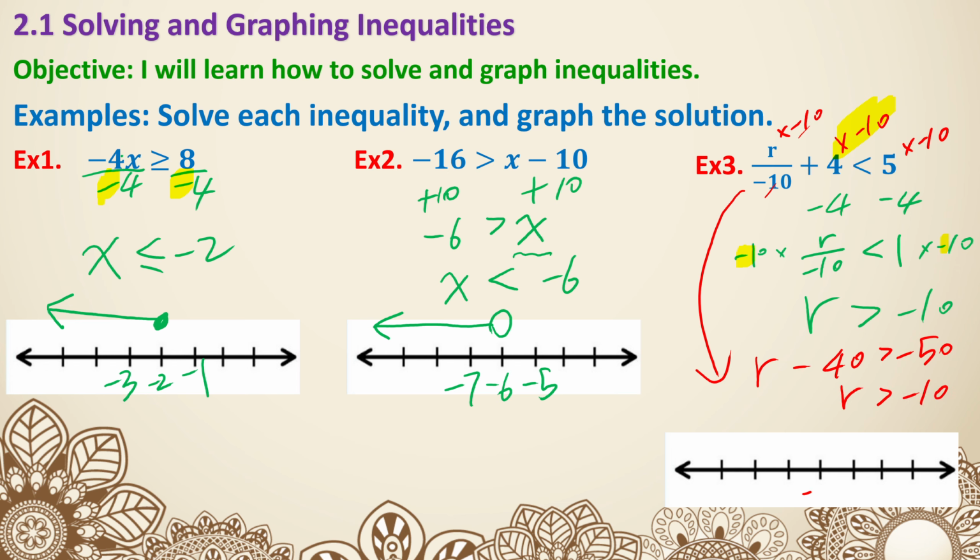Either way, negative 10, negative 11, negative 9, since it doesn't have an equal sign, it's going to be an open circle, a donut, pointing to the right. That's example 3.